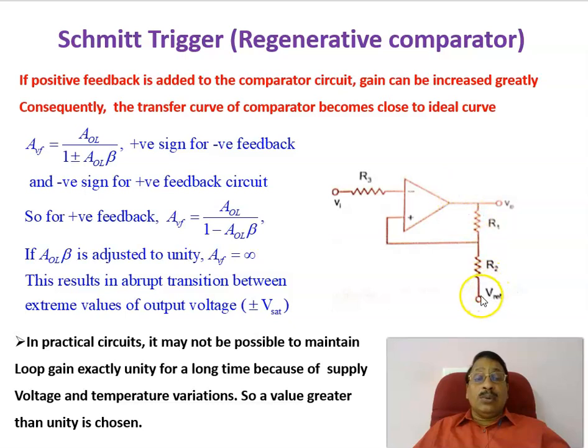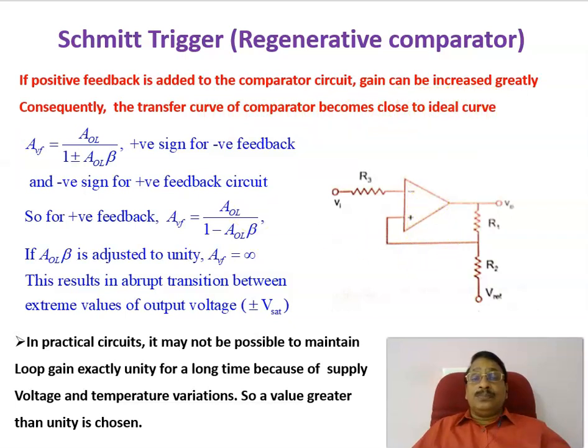Therefore, this voltage is equal to the reference voltage, and this voltage will be either plus Vsat or minus Vsat, and then the voltage at this point is tapped and given to the plus terminal. It's a positive feedback circuit in which the input signal is applied to the non-inverting terminal. Therefore, this is the circuit diagram of a Schmitt trigger. If positive feedback is added to the comparator circuit, then the gain can be increased greatly. Consequently, the transfer curve of the comparator becomes close to the ideal curve.